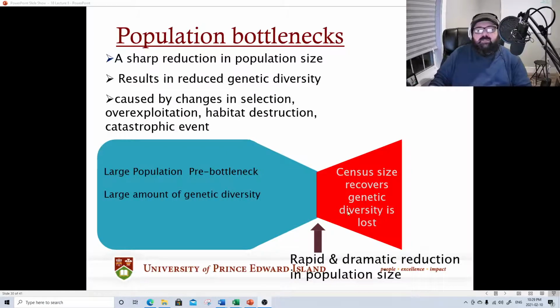So the census size recovers. In some cases, if you control, you've got to get in early, right? You can't do what we did with the Newfoundland cod. If you get in early, the census size will recover. You put in regulation, you stop the over-harvesting, you clean up the pollution, you've done something really good. But the genetic diversity is still gone.